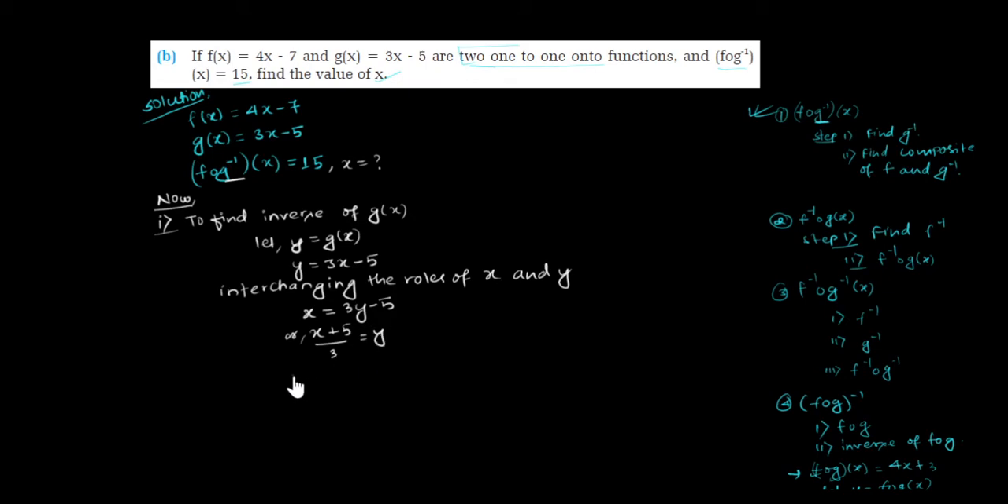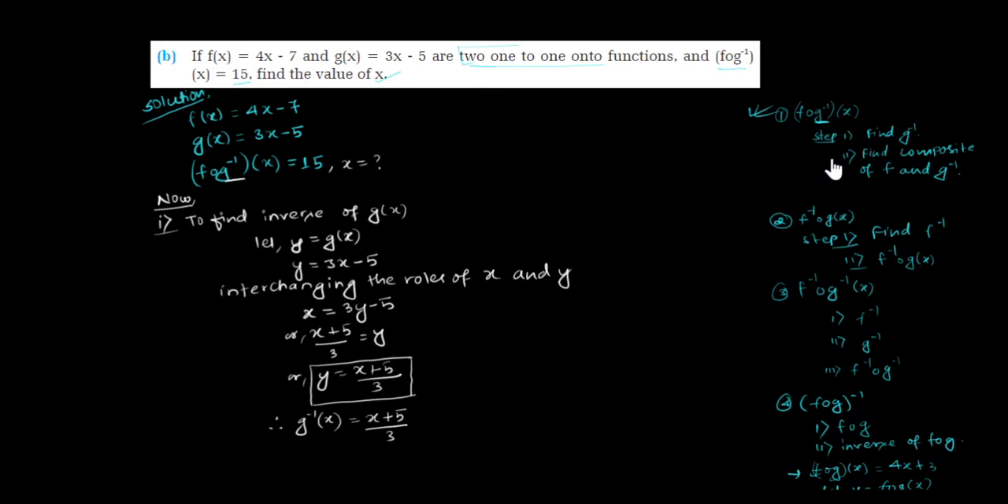I hope you understand this. y equals (x plus 5) divided by 3. This is the value of y. So in particular, this is the inverse of g. Therefore g inverse of x equals (x plus 5) divided by 3. This is your inverse function.